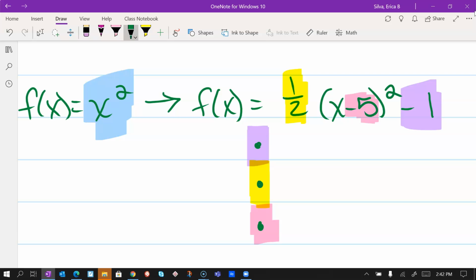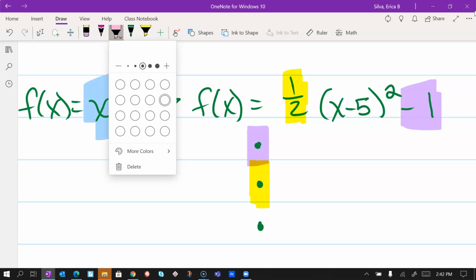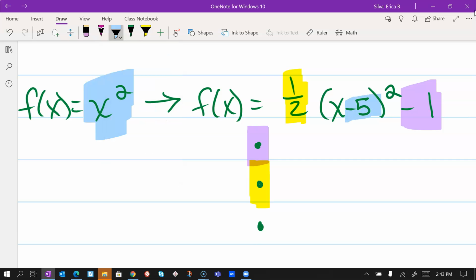Let's start with the purple one. Ooh, those look very much alike. Let's do green, no. Yellow, no. Blue. There we go. All right, let's look at the pink one, or the purple one. Vertical or horizontal? Outside parentheses or inside? It's vertical because it's where? Outside. So we have a shift up or down? Good. So we're going to have a vertical shift down. And you don't have to put vertical.